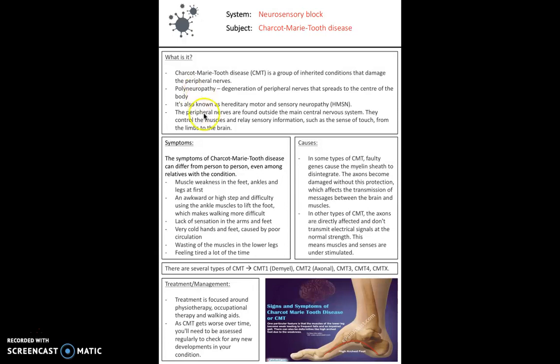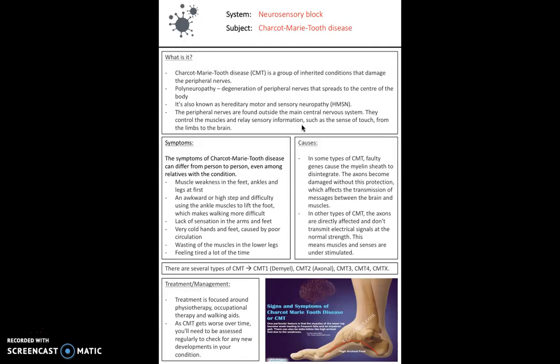Okay, so peripheral nerves, in case there's any confusion there, they're the ones that are found outside of the main central nervous system, so central nervous system, brain, and spinal cord. They control the muscles and relay sensory information, such as the sense of touch, from the limbs to the brain.